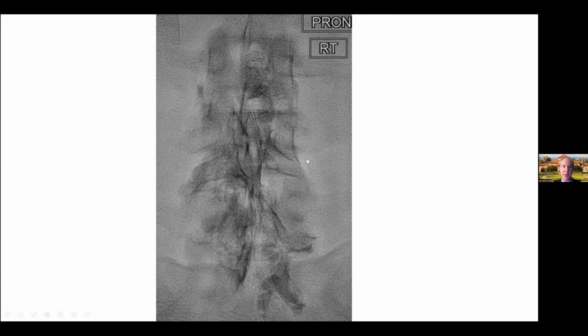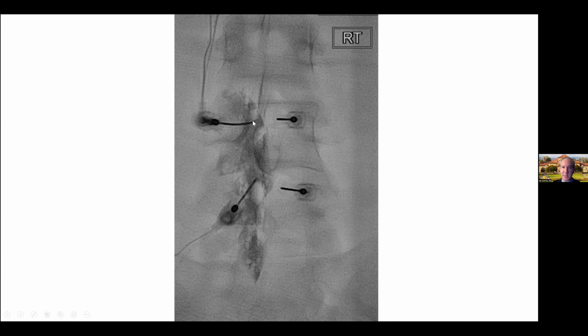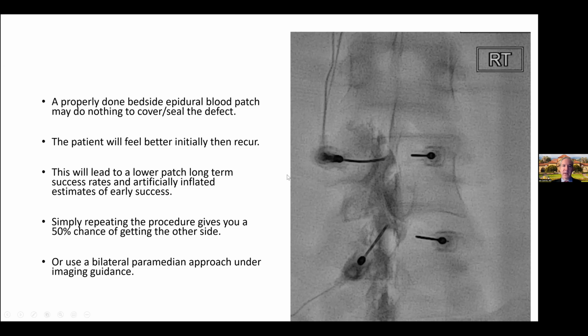And so some people, because of an intact plica mediana dorsalis or other structural reasons, when they get a properly done blood patch, they will just not have spread across the midline, even though they'll have spread up and down across other levels. So a properly done bedside epidural blood patch may do nothing to cover or seal the defect in this circumstance if the defect happens to be on the opposite side of midline. The patient will nonetheless feel better initially with the properly done blood patch, and then their problem will recur.